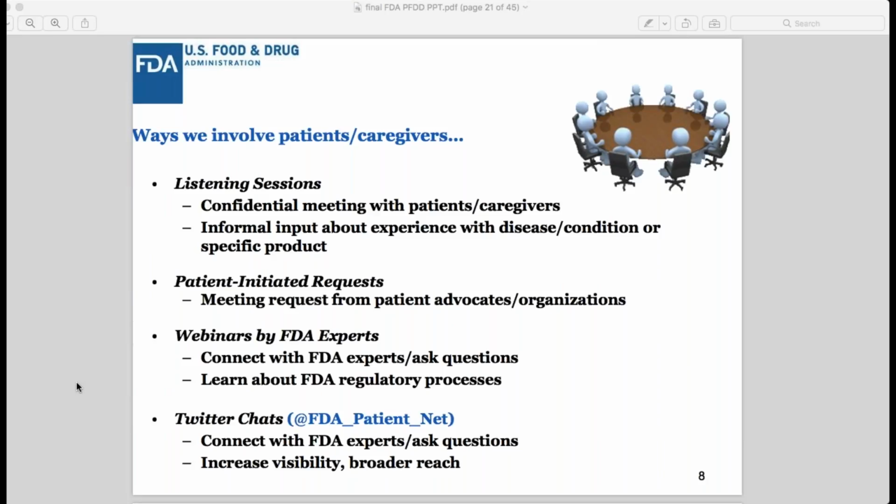So some of the ways we engage with patients, we hold listening sessions. These are closed meetings with patients and caregivers, and really is a way for the divisions to learn more about a disease or condition so that they're better able to review applications when they come in. We regularly help patient groups connect with leadership and key principals within the center so they can share firsthand the issues that they face with their condition.